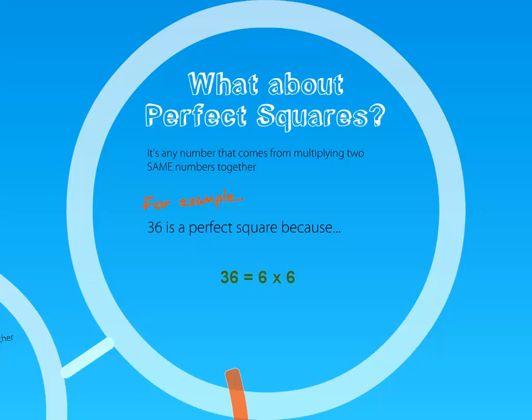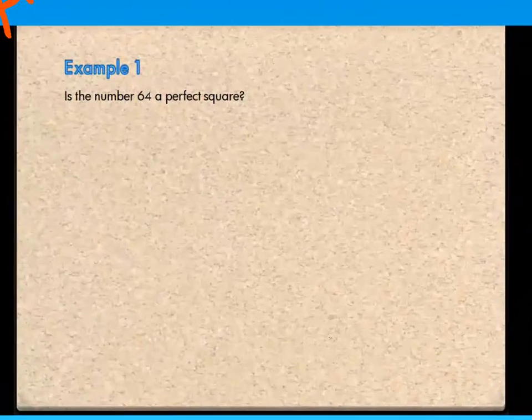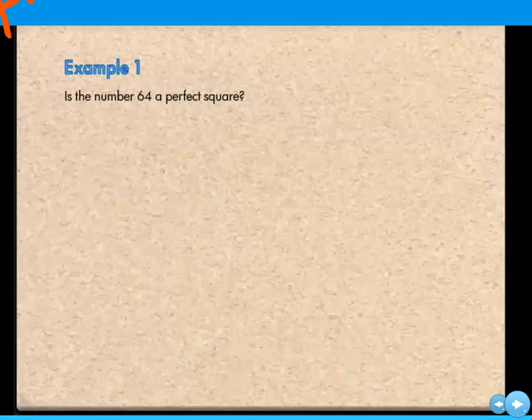We can also solve for perfect squares using a method called prime factorization, which is breaking down a number into its simplest form. So to practice prime factorization, we're going to start with example 1. So here goes. Is the number 64 a perfect square? And immediately in your head, something should click. You should know that 64 is a perfect square. Why? Well, like 36, 64 can be written as 8 times 8.